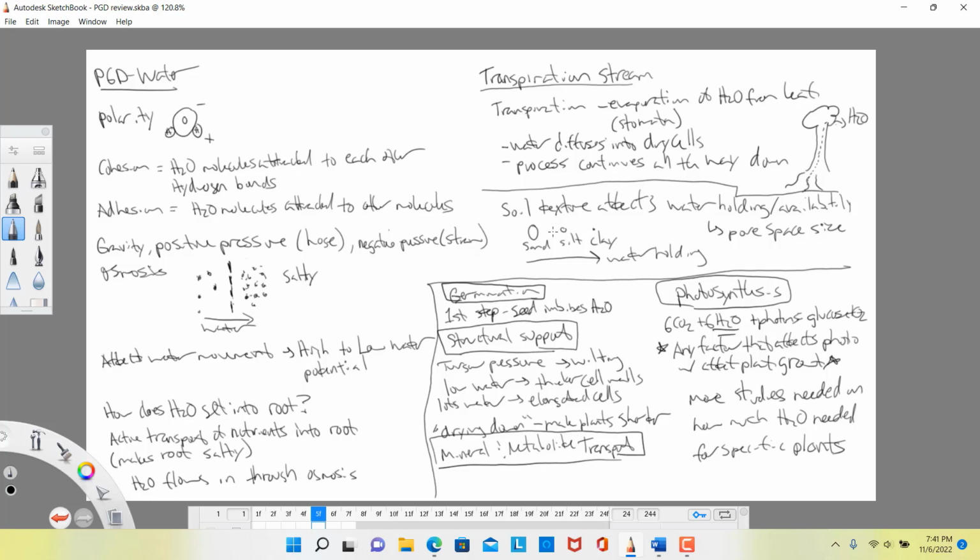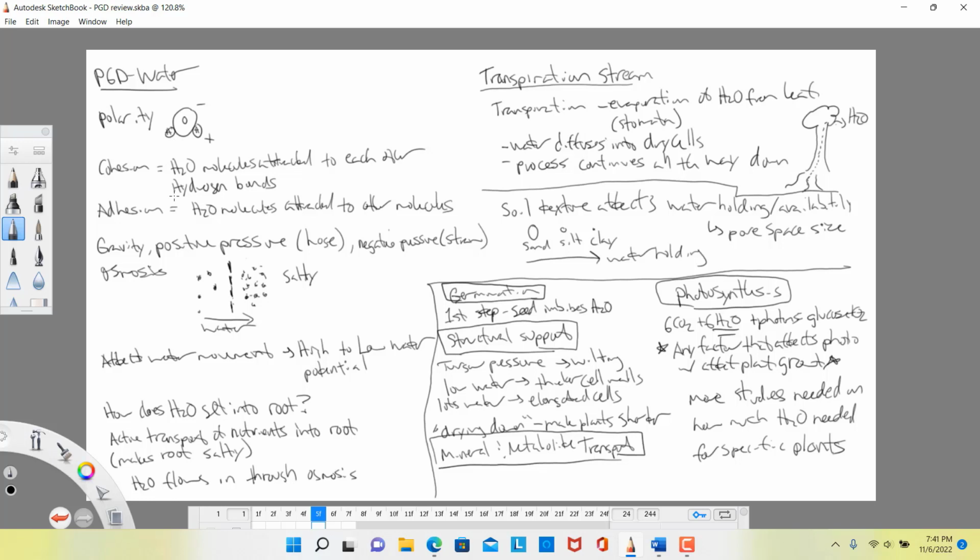And the bigger the pore space, the more likely water is going to flow through it, right? So bigger particles lead to bigger pore spaces and less water holding ability. Your sandy soil holds less water than a clay soil that has small particles, small pore spaces, and a lot of water holding ability.